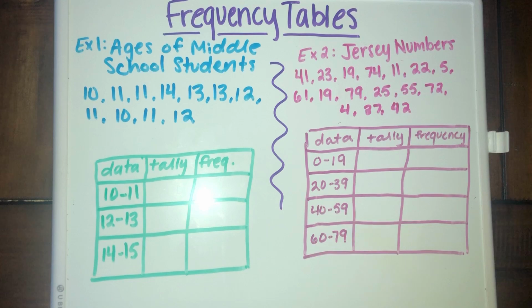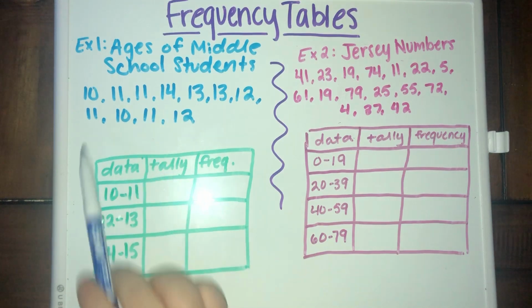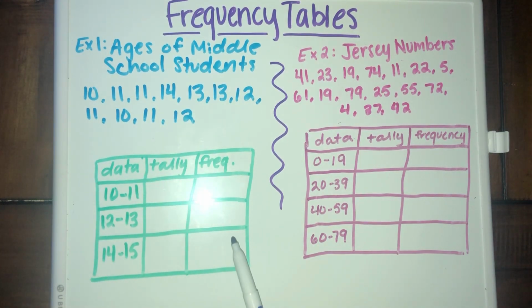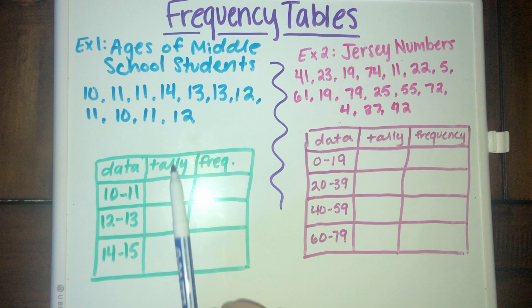So it means that we're just figuring out how many numbers in our data set are between 10 and 11, how many points in our data set are from 12 to 13. So let's just jump in and get started. On example 1, I've got my data set here. I've already got my table set up, but I will go through and explain it. You've got 3 different sections: your data, your tallies, and your frequency.